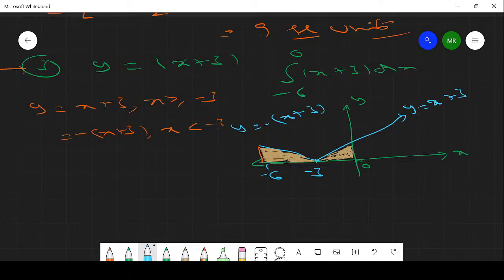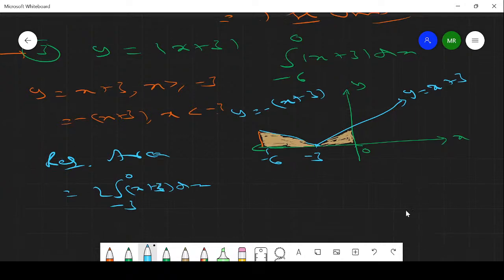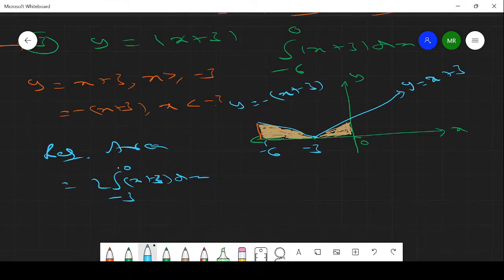Then I get the required area equal to 2 into the integral from minus 3 to 0, since it's symmetric with respect to x equal to minus 3. Again this is y dx, so I can consider x plus 3 dx. When I have taken x plus 3 dx, just integrate.